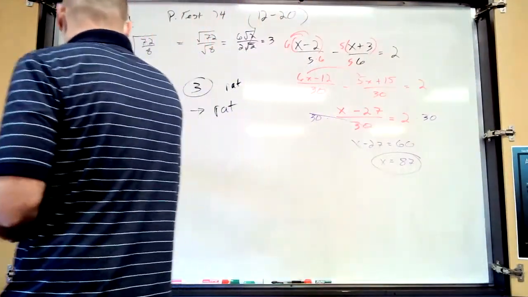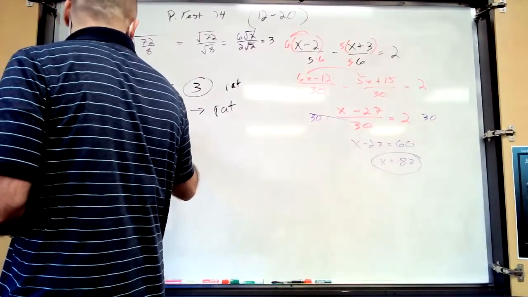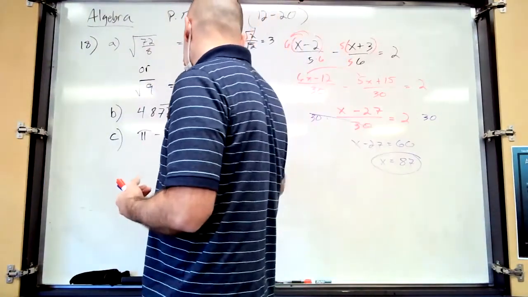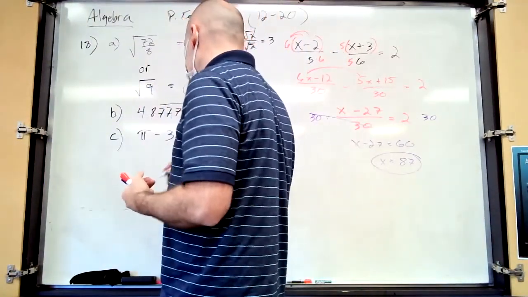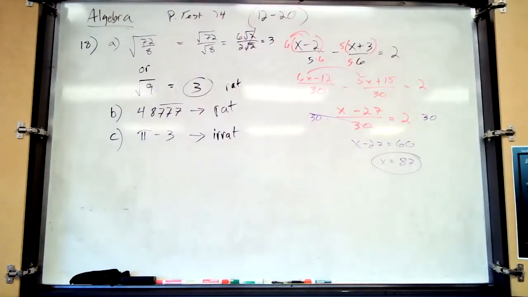That's a rat. All right, anything with the pi in it is what? Irrational. So that's an irrat. What if it was pi minus 3 minus pi? Well, then it'd be rational. It'd be rational because the pi's would cancel. Nobody wants to cancel a pi, right?